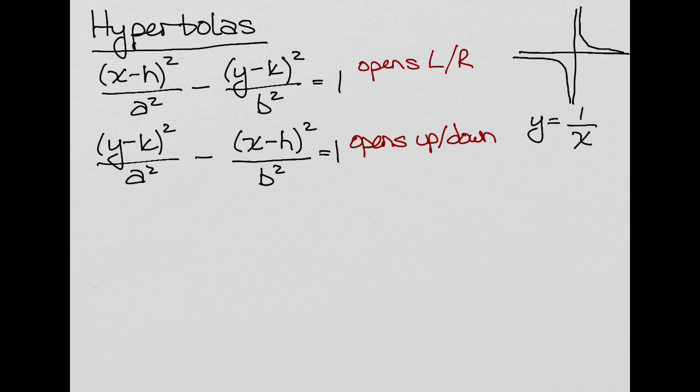Other parts of a hyperbola, you might recognize h, k, same as in an ellipse, same as in a circle, and we'll call it the same thing. h, k is the center of the hyperbola. Now we're going to talk about a and b and see what they tell us. So there's my center, h, k.